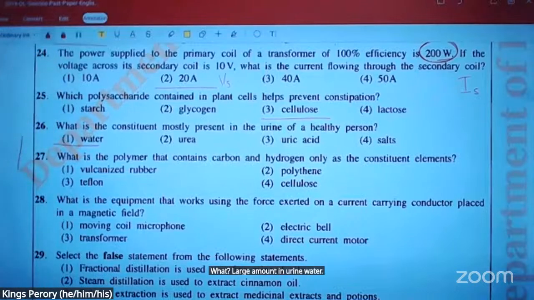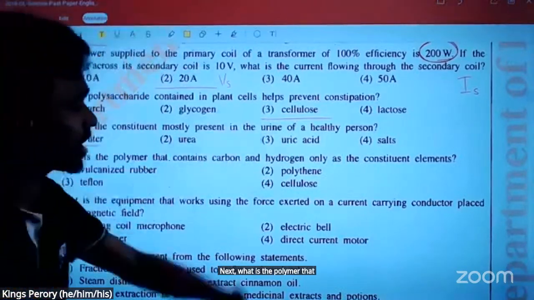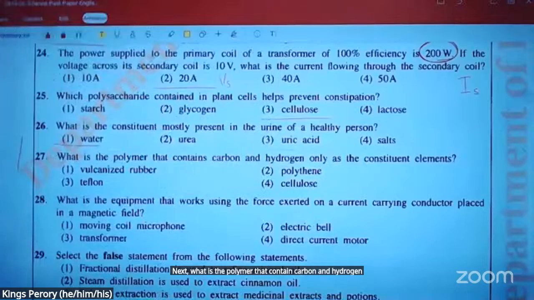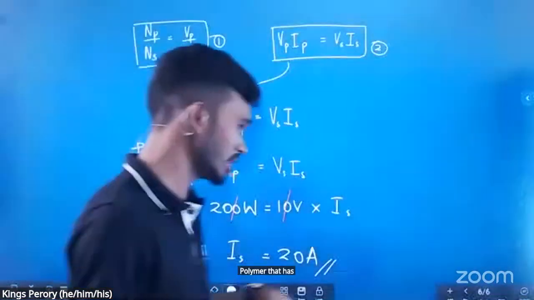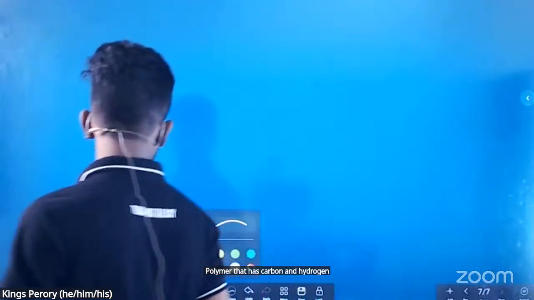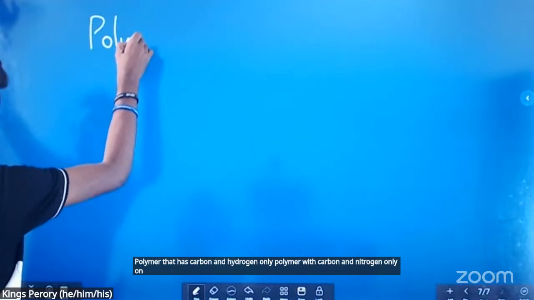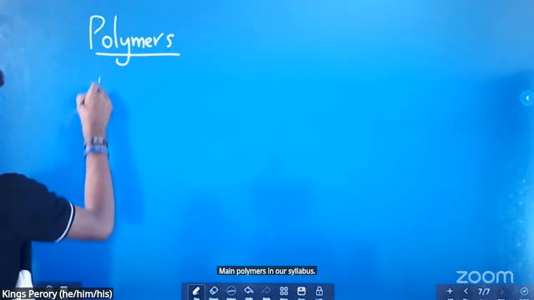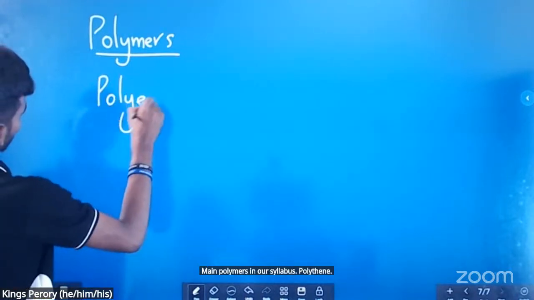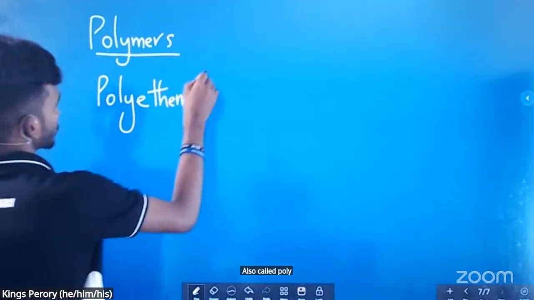Next. What is the polymer that contains carbon and hydrogen only as constituent elements? Main polymers in our syllabus. Polythene, also called polyethylene.